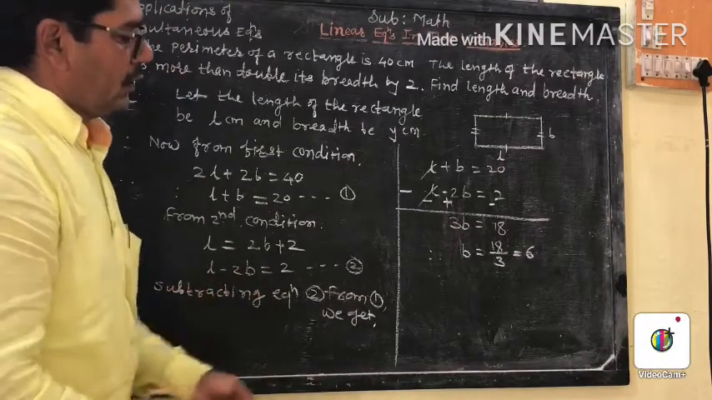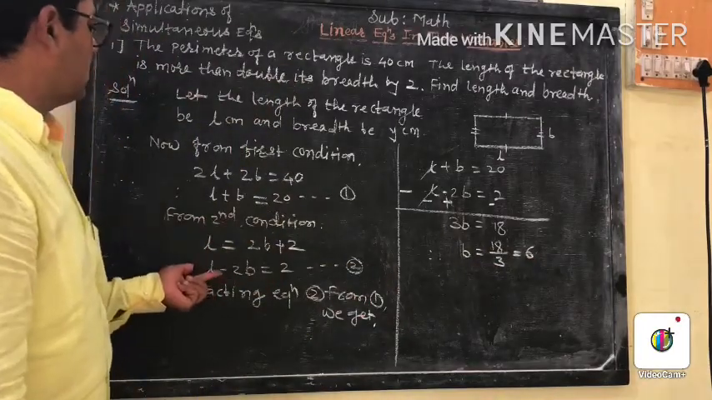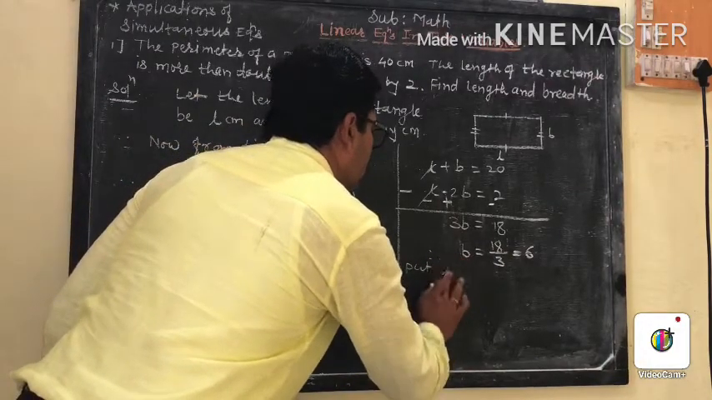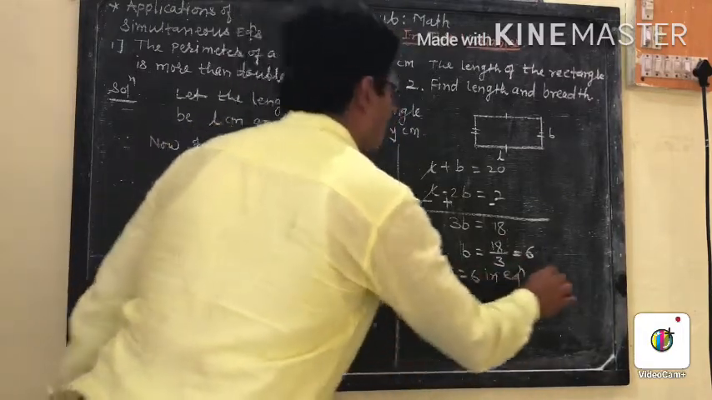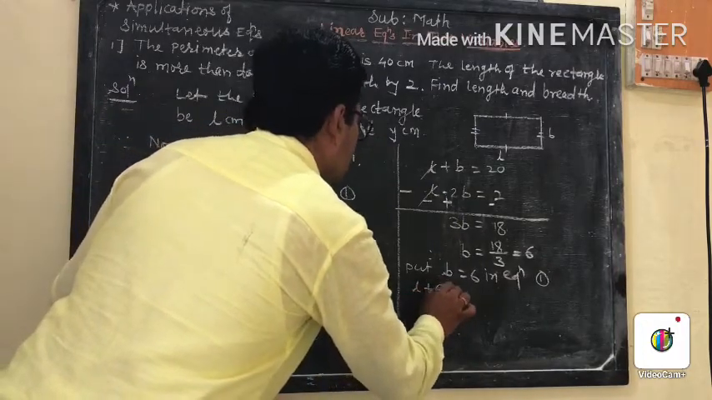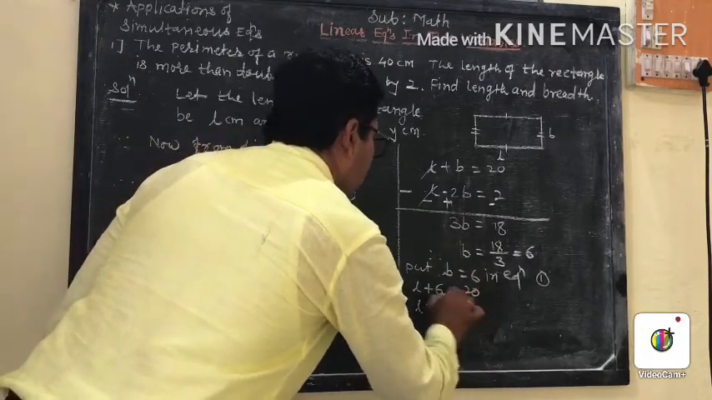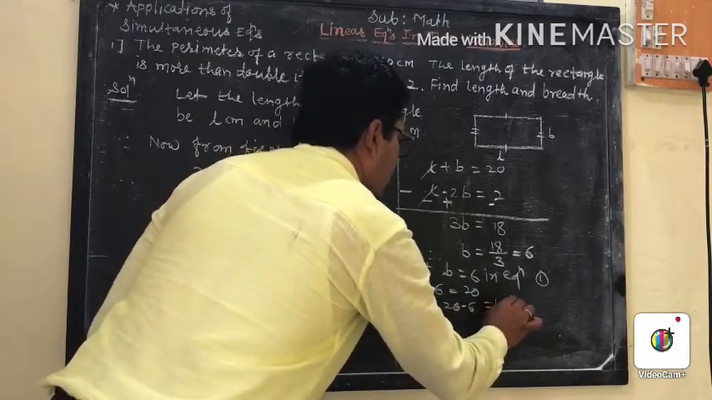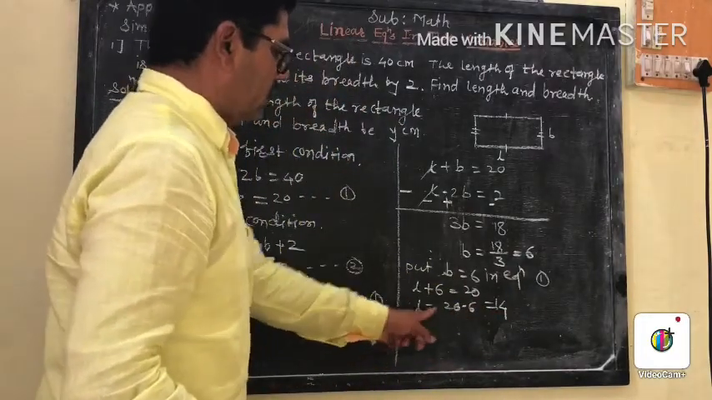Now putting b is equal to 6 in any one of the equations. Which one is the simple one? Equation 1 is the simple one. Put b is equal to 6 in equation 1. L plus b, and b is 6, is equal to 20. Therefore L is equal to 20, and minus 6 goes to the other side, which is equal to 14. This is the length. L is equal to 14 and B is equal to 6.